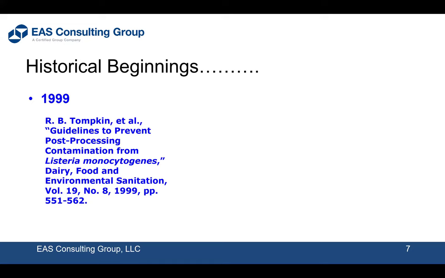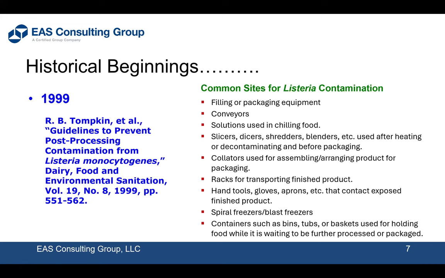But if you recall, the beginning of environmental monitoring programs really started after the Bil Mar outbreak in 1999. Bruce Tompkin and other industry experts published a paper and they identified the common sites for Listeria contamination. So I want to point out that in 1999, it had already been established that there are sites in the equipment. If you look at these sites, more often they are zone one and probably zone two.